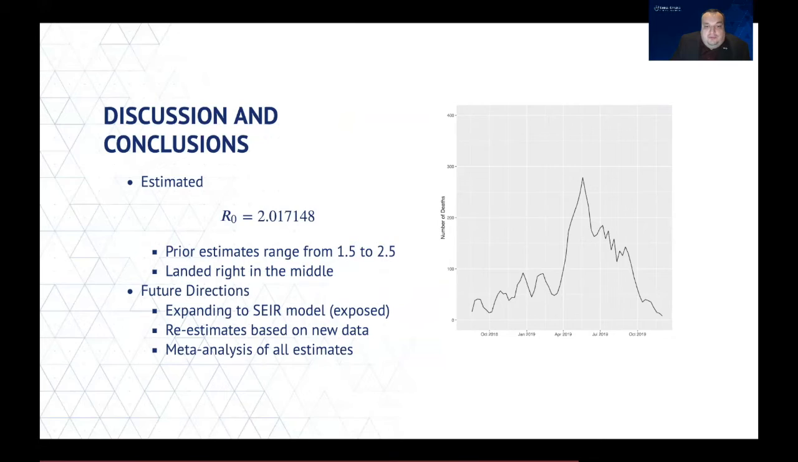Future directions would be to expand this model to include the exposed compartment. This allows for transition from susceptible to exposed to infectious through removed. We could re-estimate this based on new data that has become available since then. And the big direction we might want to go in the future is doing a meta-analysis of all the estimates of infectiousness for Ebola to see if we can find what the true value is.